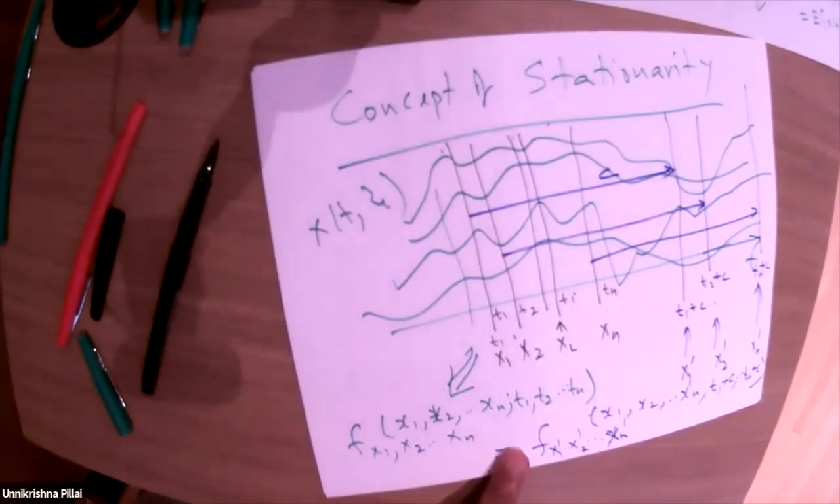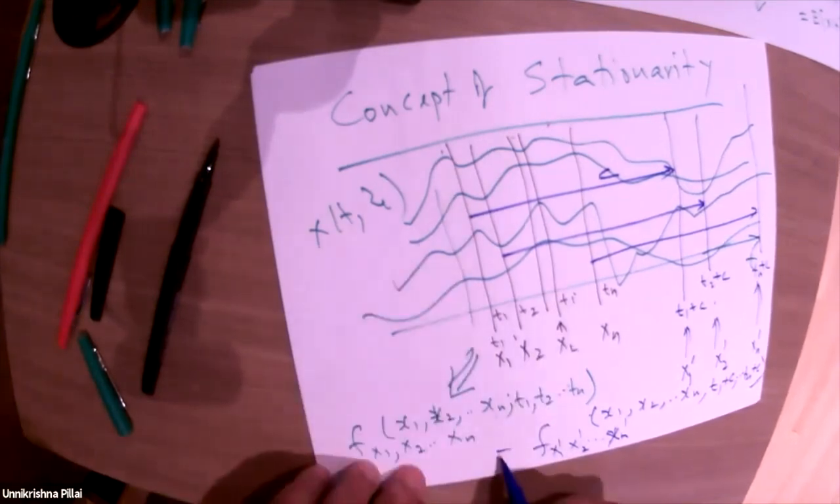Suppose these two are equal. Either they are equal or they are not equal. Let's say they are equal. Then what do you see here? A shift in time, what did it do to the density function? It shows some sort of time invariance, right? Or stationarity. So two things can happen.